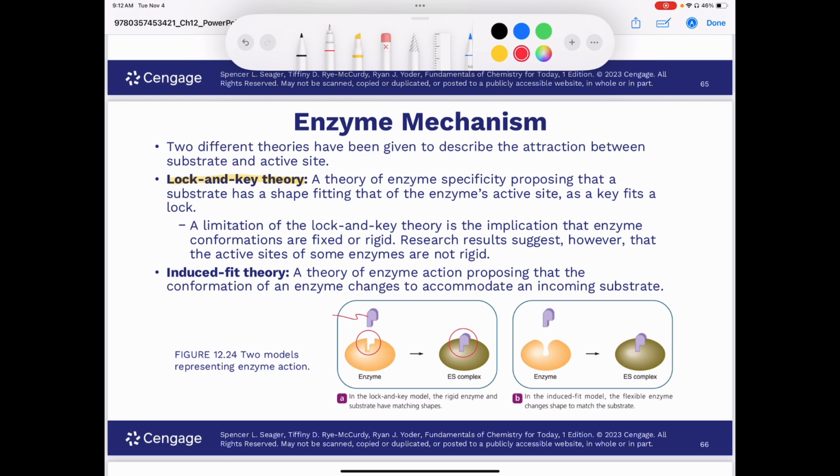And research suggests that the active sites of the enzymes are, in fact, not completely rigid like a metal lock. And so a newer theory is the induced fit model or the induced fit theory, which is a modification of the lock and key. And it proposes that enzymes have a somewhat flexible conformation at the active site that can adapt to an incoming substrate. And so the active site has a shape that becomes complementary to that of the substrate as the substrate binds to the enzyme. And you see that right here.